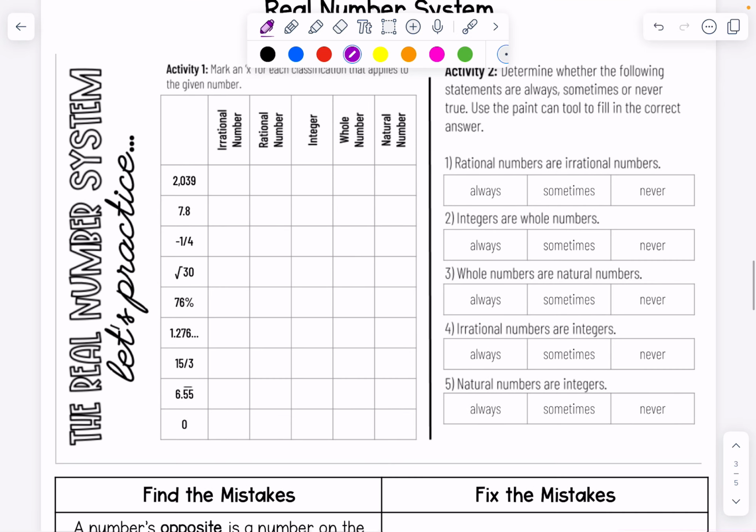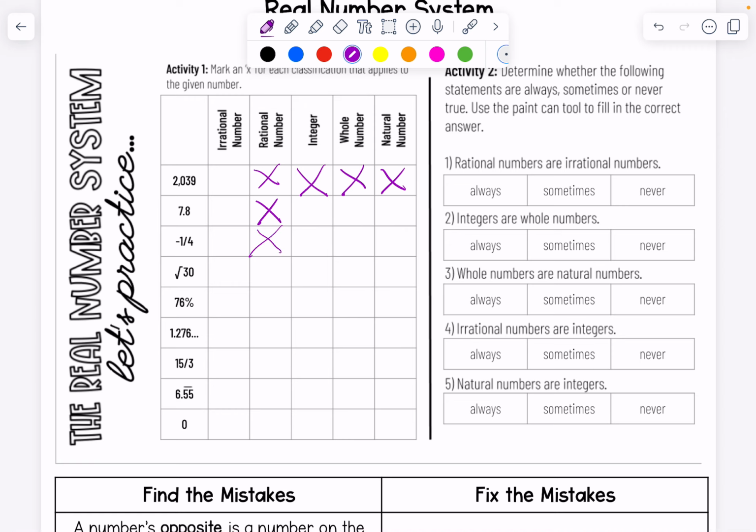So here for classifying numbers, again, it's going to belong in every category above the most specific category. So when I look at 2039, 2039 is going to be a natural number. It's also automatically then a whole number, which also automatically makes it an integer, which also automatically makes it a rational number. If I see a decimal like 7.8, that's a terminating decimal, so that's a rational number. However, it's not going to fit in these integer, whole number, natural number categories.